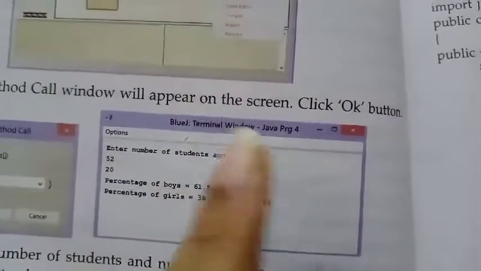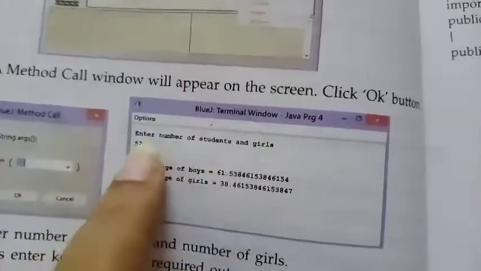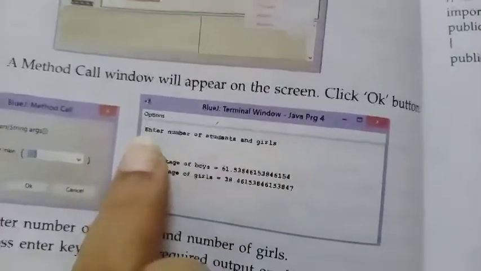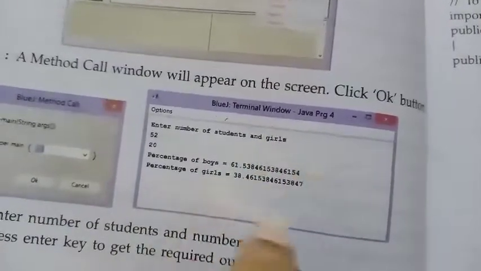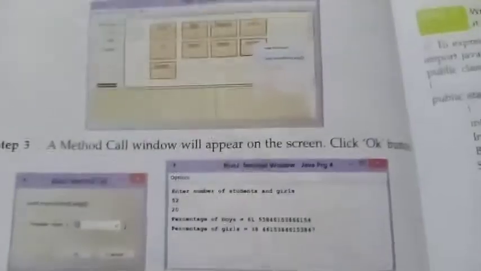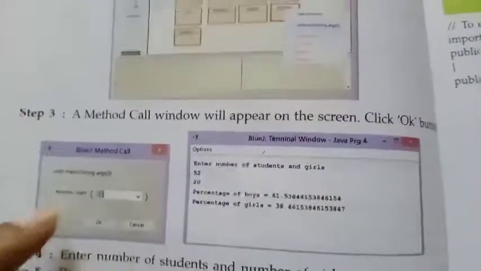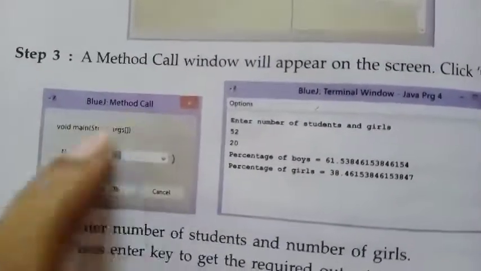Okay, the terminal window, this is your output screen. It will be taking you here, and it will be asking you to enter the number of students and girls. Once you enter, the percentage of boys and percentage of girls will be displayed. Okay, so this is the procedure. Once again I'll say compilation is the same process you are going to do, but in function argument you will be giving the data in the method call.